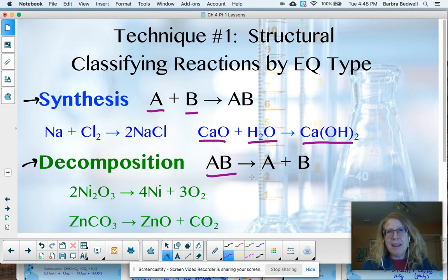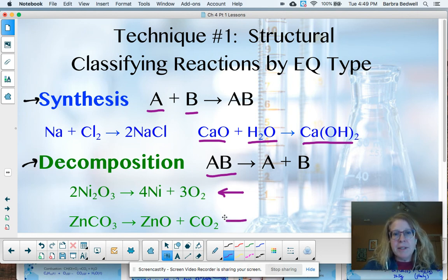And so typically we would write this in its simplest form as compound breaks down into element plus element. And that's kind of what this first example is right here, where we've got nickel 3 oxide breaking apart into nickel and oxygen gas. It's a pretty straightforward decomposition reaction.